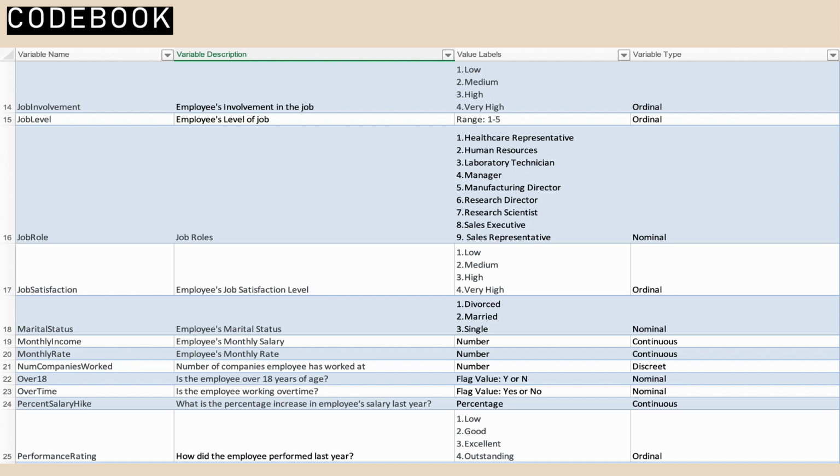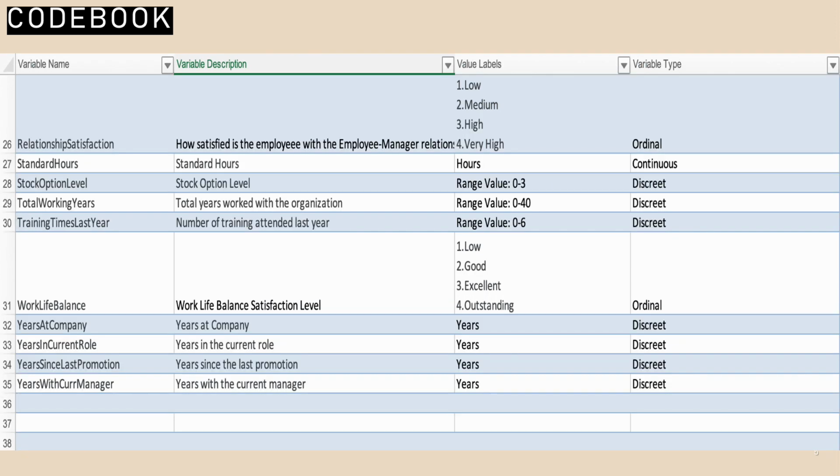Then we have percentage salary hike, which is the percentage increase in employee salary last year, and that makes it a continuous variable type. Then we have relationship satisfaction and work-life balance from an employee's perspective, and both are based on implicit ranking on a scale, so that makes them ordinal variable types. Standard hours, again continuous. Then we have stock options level, total working years, and training times last year.